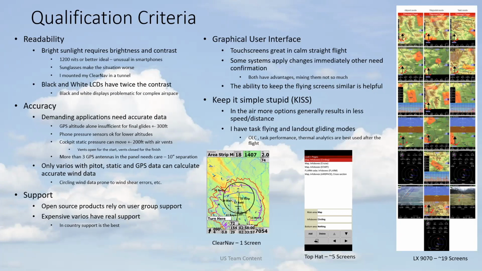Some people use Kobos, and I have a couple of Kobos at home, which have black and white displays, and they have fabulous contrast. But I was using one at the Pre-Worlds in Lithuania, and they have a lot more complex airspace in Europe than we do here, and it gets quite problematic to sort out the different types of airspace when they're all done with different cross-hatching of a particular polygon.